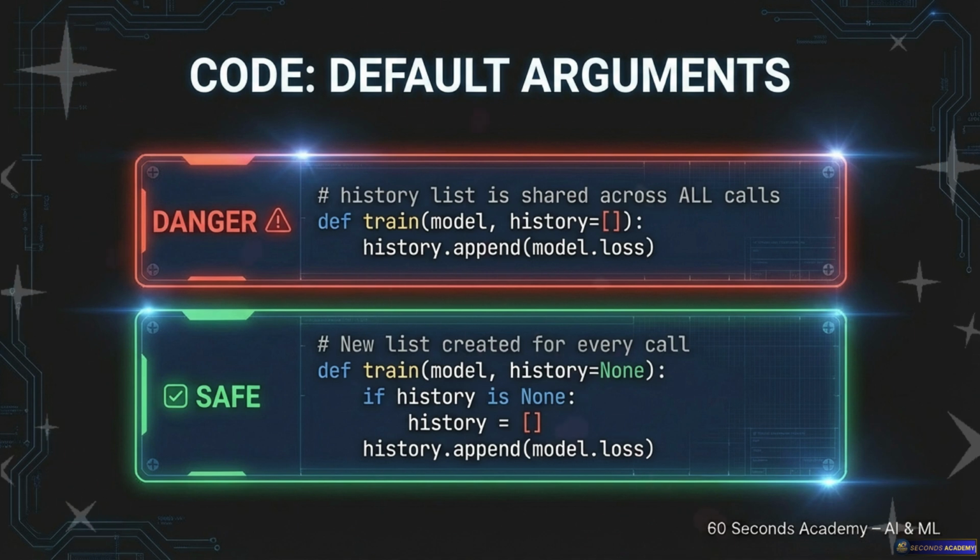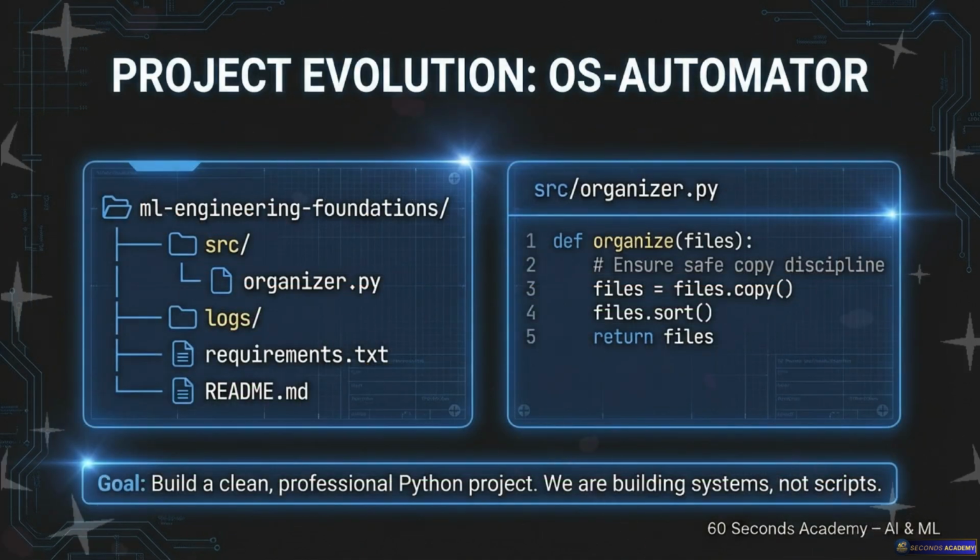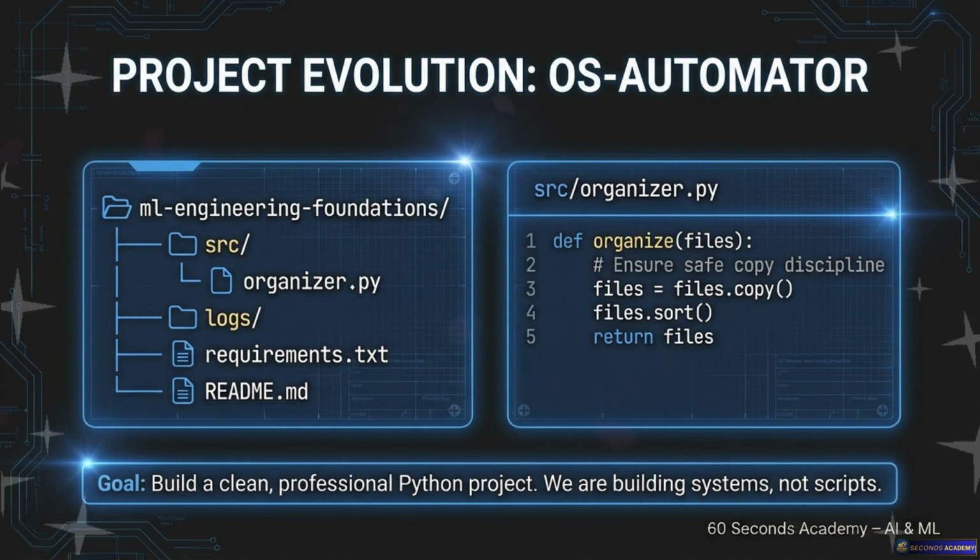Okay, we have covered the theory, the nightmares, and the fixes. Now, let's apply this. We are starting our first mini project today. OS Automator. Yes, we are building a clean, professional file organizer. The goal is to scan a directory and organize files by type or date. It's a great way to practice safe memory handling. And today, we are focusing on the source organizer.py file. We need to implement a function called organize_files. Right. Now, files is likely a list of file names passed from some other part of our program.